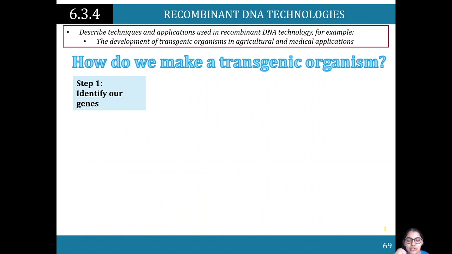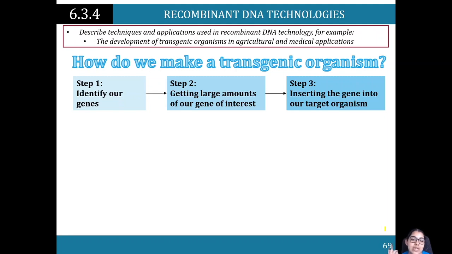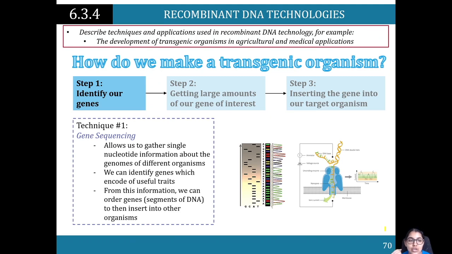So how do we make a transgenic organism? The first thing we do is identify our genes, then we get large amounts of the gene of interest, and then we insert the gene into a target organism. The first technique to identify our genes is gene sequencing. We looked at DNA sequencing in module 5, so I'll skip through this, but it allows us to gather single nucleotide information. We can identify genes with useful traits.